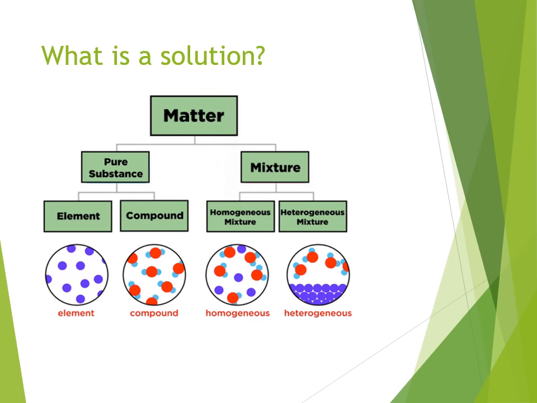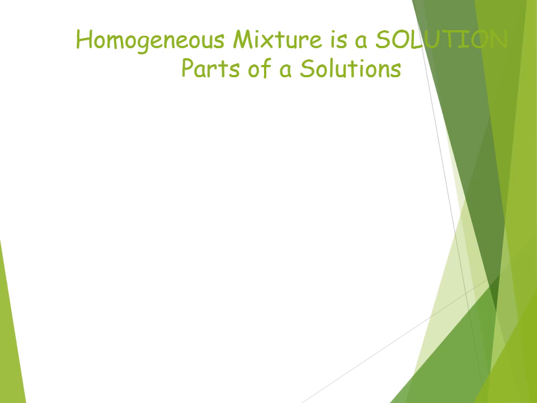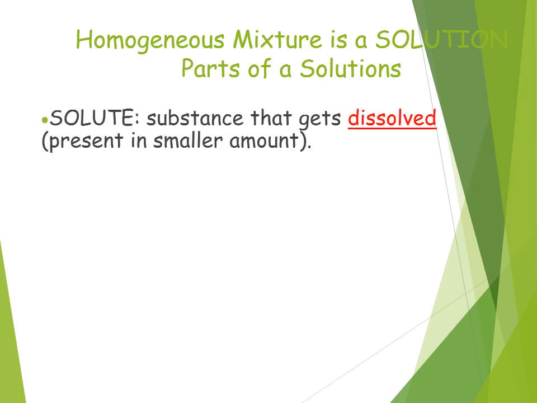So our mixtures are where we have compounds that can be separated by physical means, and we had our heterogeneous and our homogeneous mixtures. Our heterogeneous mixtures are where our particles are different sizes and not evenly dispersed, whereas our homogeneous mixtures are where particles are the same size and are evenly dispersed. And that is our solutions. So our homogeneous mixture is a solution. It contains some different parts.